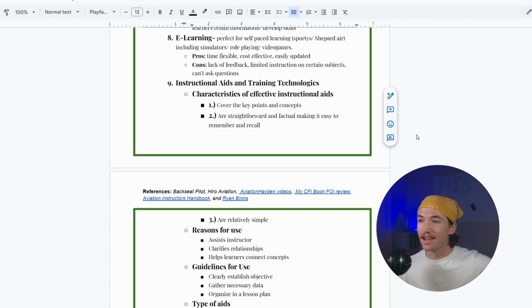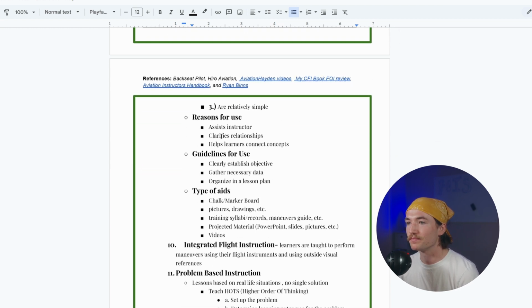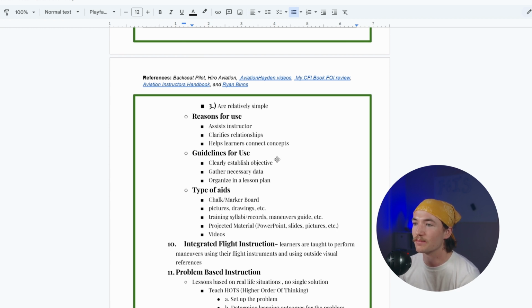So enough of that. Moving back on to number 9, we have instructional aids and training technologies, characteristics of effective instructional aids. So these are some characteristics. You need to cover the key points and concepts. Number 2, they are straightforward and factual, making it easy to remember and recall. And then 3, keep it simple, stupid. The KISS method. All right, reasons for use. This assists instructors, clarifies the relationships, and helps learners connect concepts.